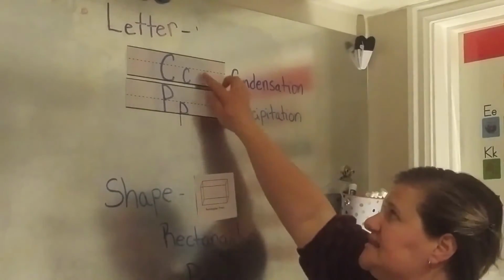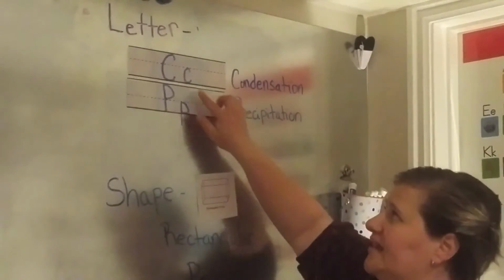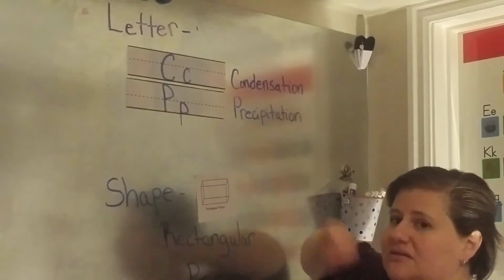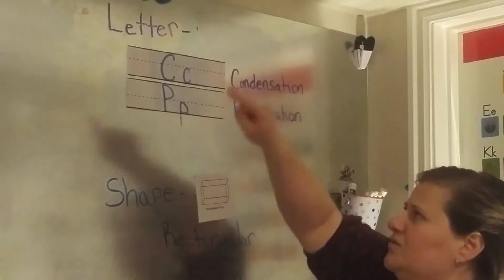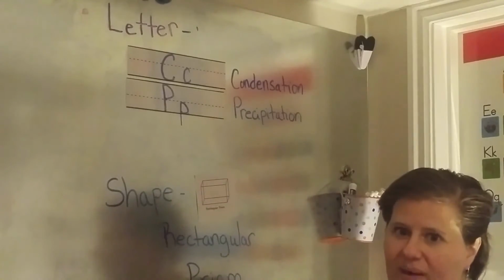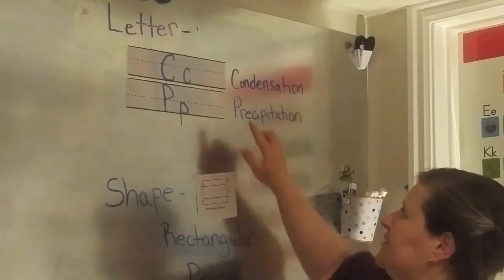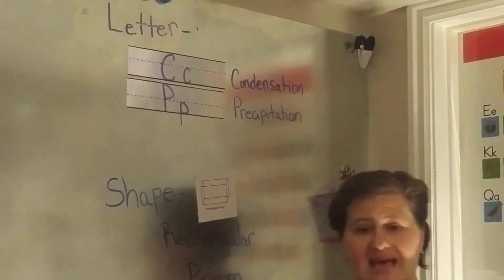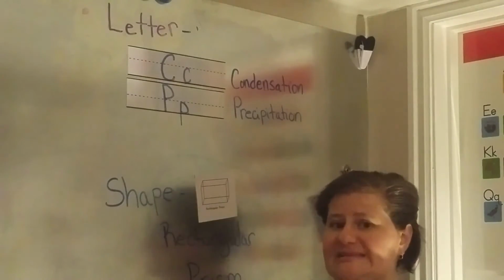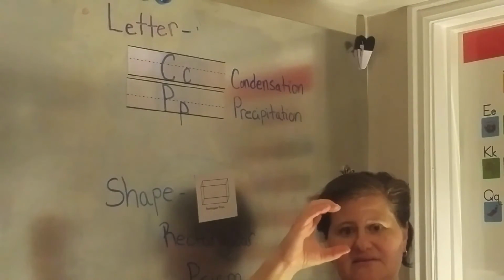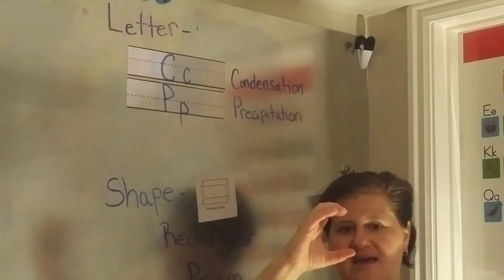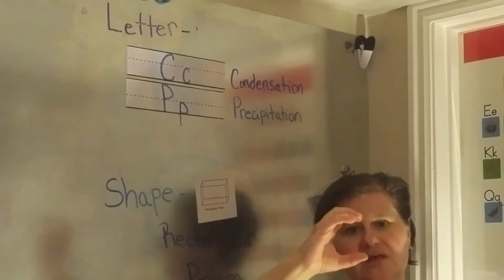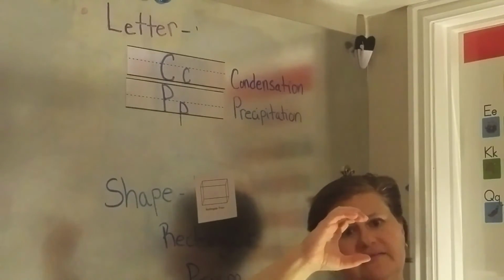Our lowercase c starts at the middle line and goes to the bottom line. So let's make our little c. Ready? Up, around, down, around, and up. Okay? All right. So C for condensation. Our hand sign for the letter C is like this. Remember that? Okay. It's like you're holding a cup on its side. All right. The letter C.